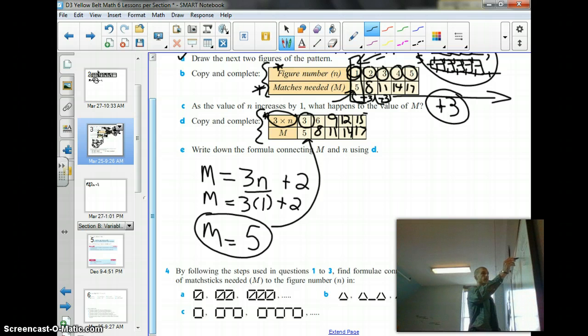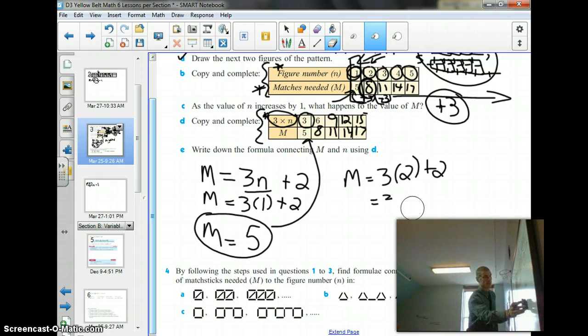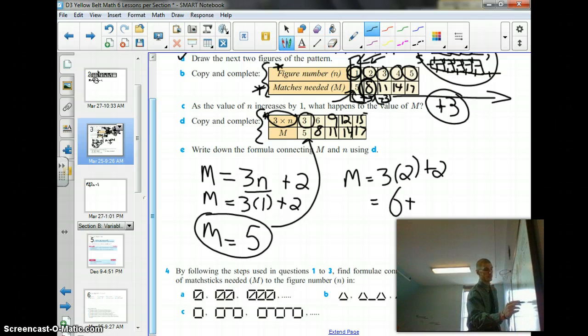Let's try this column, for n equals 2. 3 times 2 plus 2. We know it should equal 8. 3 times 2, as we know, is 6, and 6 plus 2 is in fact 8. And that's our formula right there.